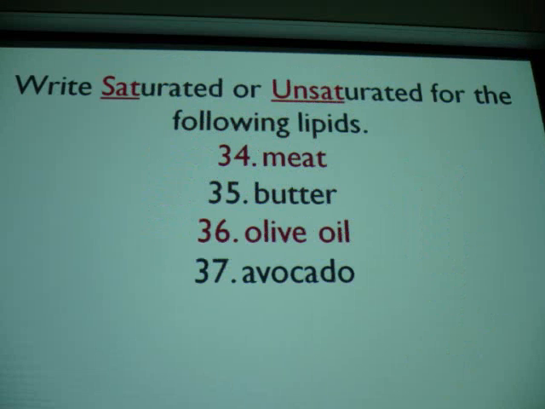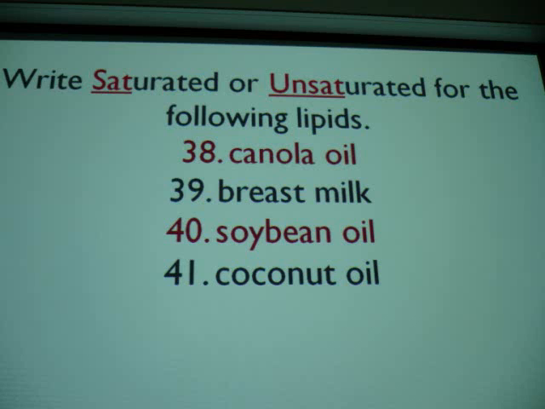All right, now we're going to decide sat or unsat for these. Say meat. What's the meat contain? Saturated. How about butter? Saturated. Olive oil. Unsaturated. That's why it's so good for you. How about avocado? Unsaturated. Canola oil. Unsaturated. Breast milk. Saturated. Very saturated. Soybean. Unsaturated.